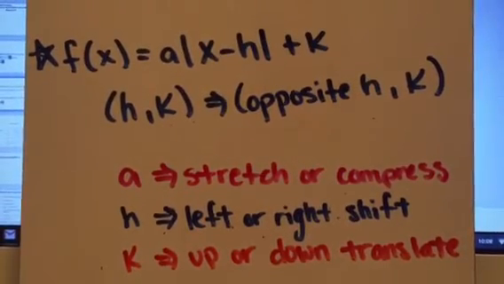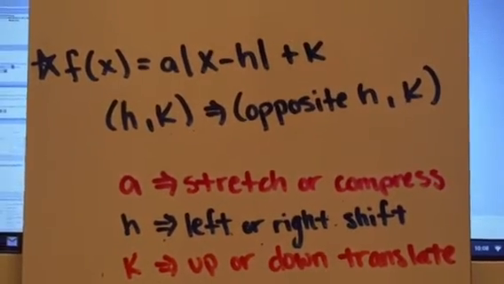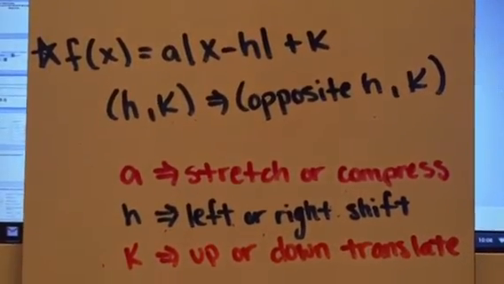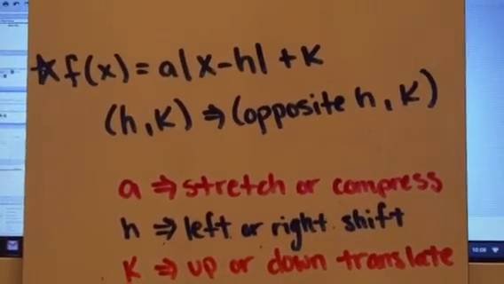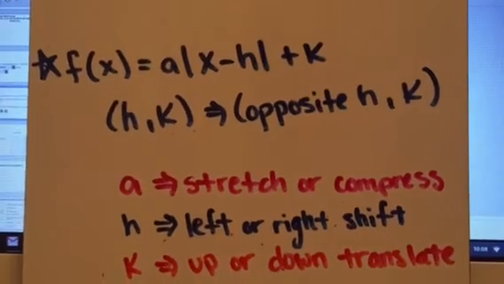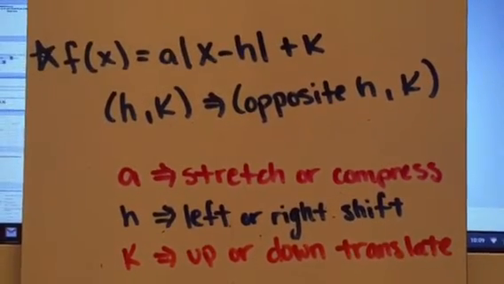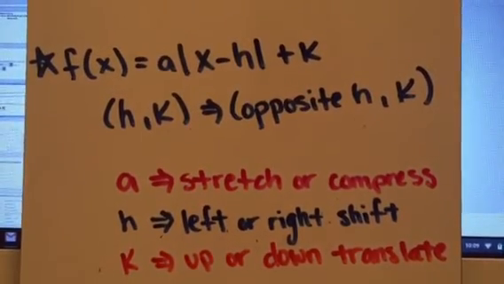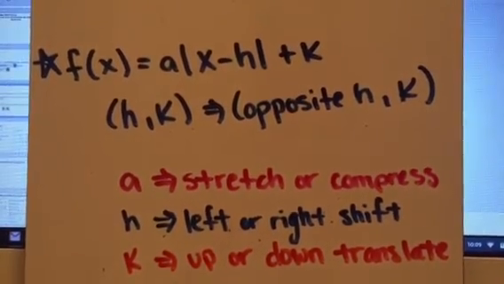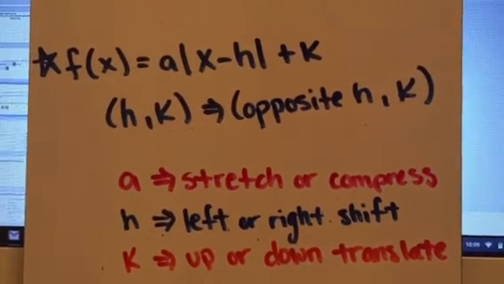A is going to tell us whether I stretch or compress, meaning I shrink. It's also going to tell me if I look like a normal V or an upside down V, depending on whether I'm positive or negative. H is going to tell me whether I shift left or right. And K is going to tell me whether I translate up or down.